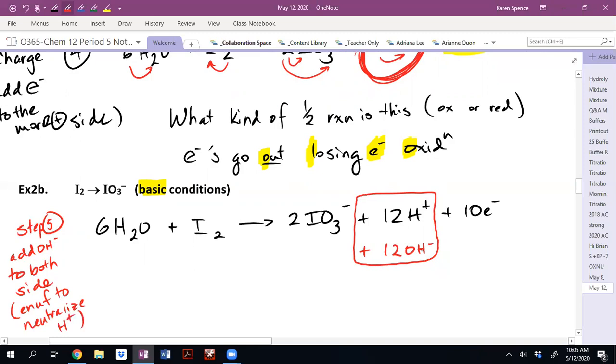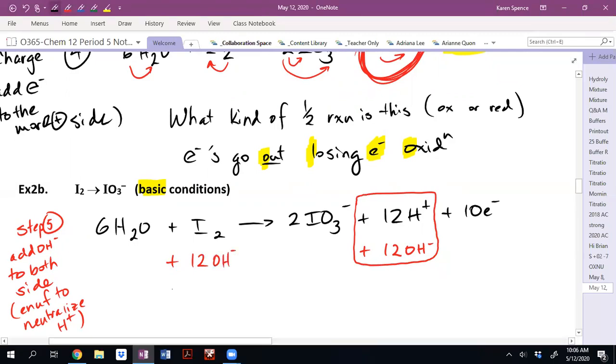Okay, so we've added 12 hydroxides to the right, which means we have 12 extra oxygens and 12 extra hydrogens on the right-hand side of an equation that was previously balanced. So we also need to add over on our left-hand side 12 hydroxides.